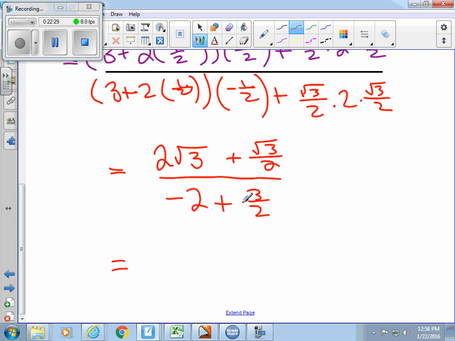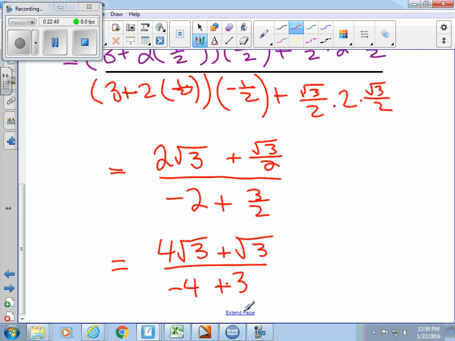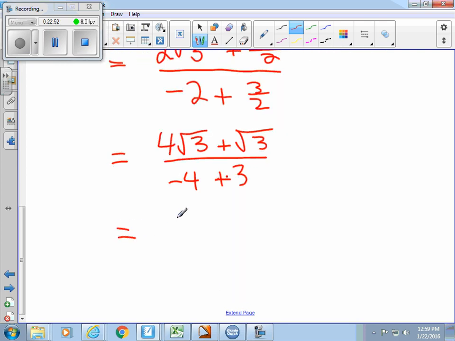A very likely multiple choice. Math people are lazy. Very likely they multiply everything by 2. Why would you do that? No more fractions. Very likely that you see them do that on multiple choice, which means you get 5 radical 3 on the top, negative 1 on the bottom, which is negative 5 radical 3. I hope I don't have to do that very many times, but if I must, I will.